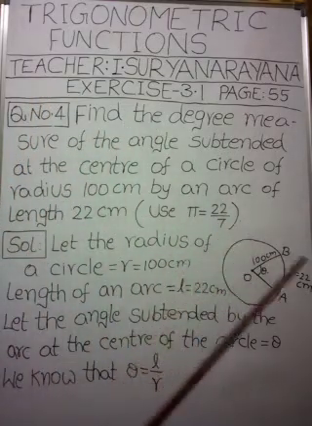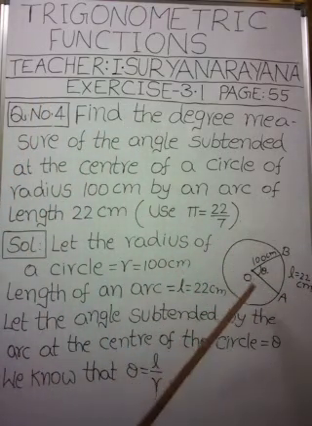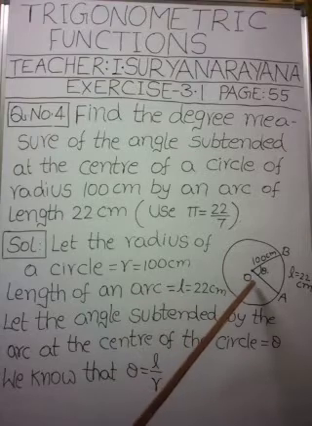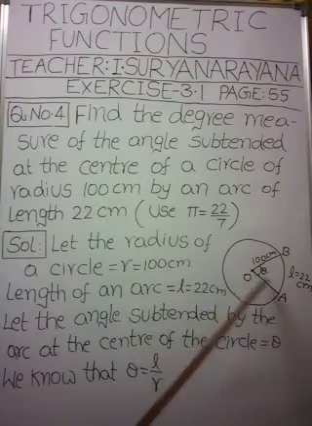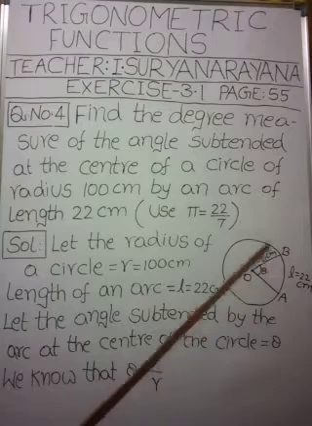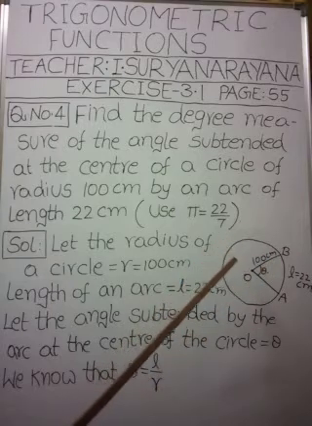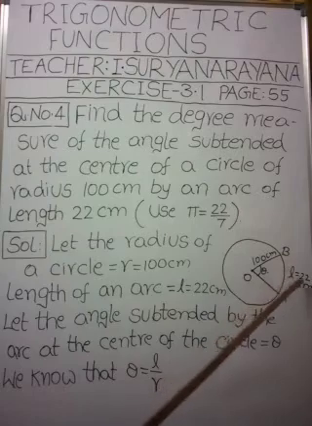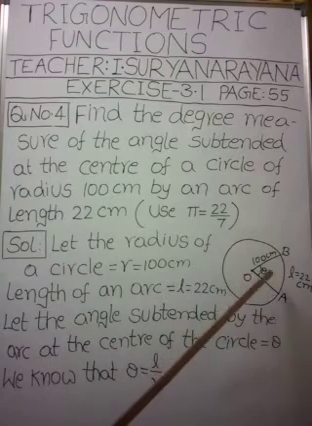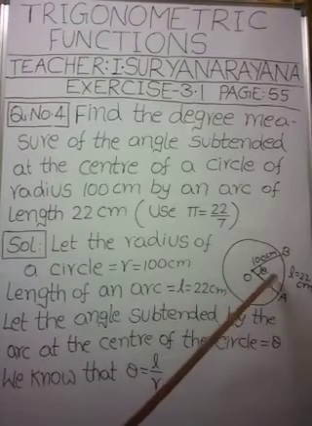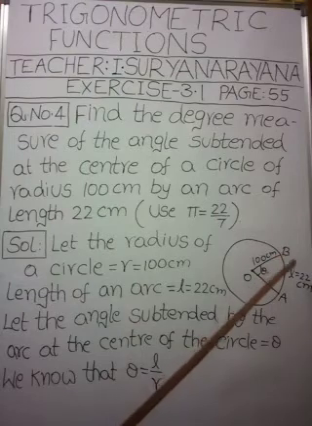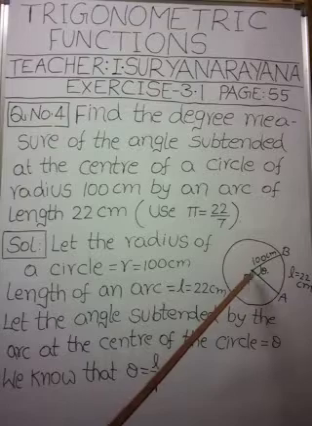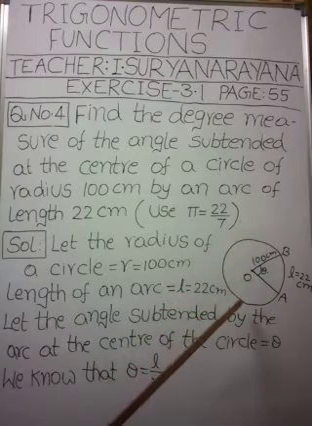Right. I have drawn a rough diagram. Let us consider O, the center of the circle. OA and OB are radii of the circle. The length of the arc AB is L, equal to 22 centimeters. Let theta be the angle subtended by this arc AB at the center of the circle. Okay, my dear children?